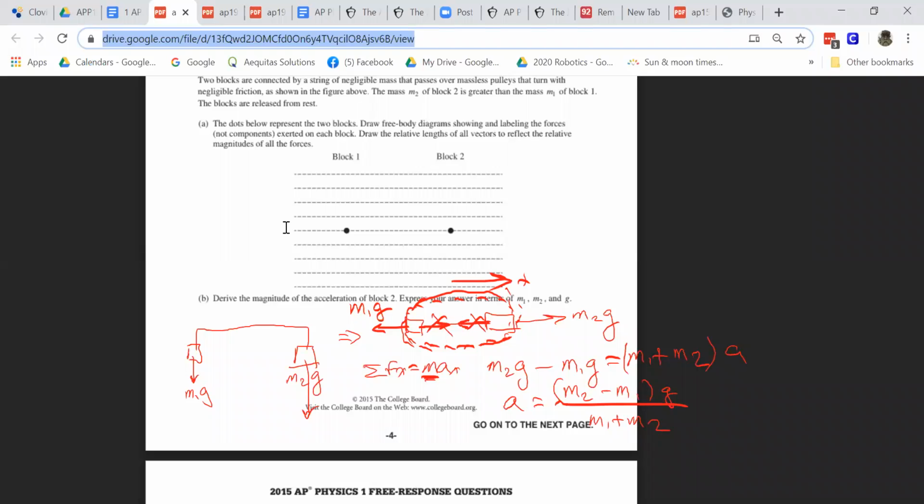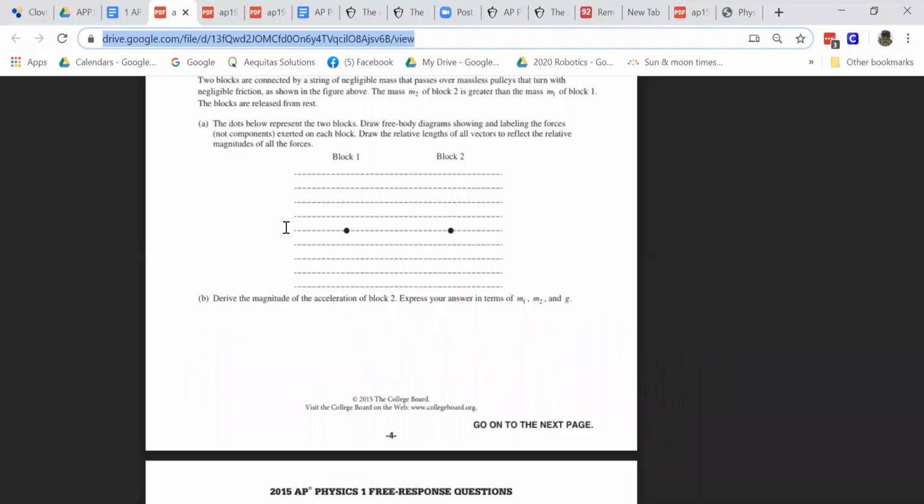Does this make sense to you guys? All right, we're going a little over. Let's see what's left. I really want to get done with this problem anyway.